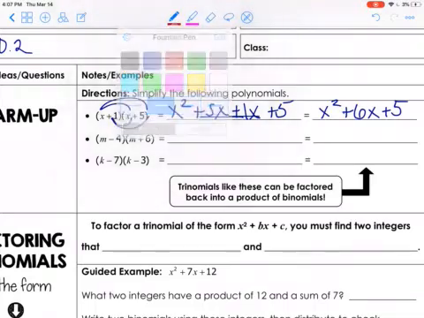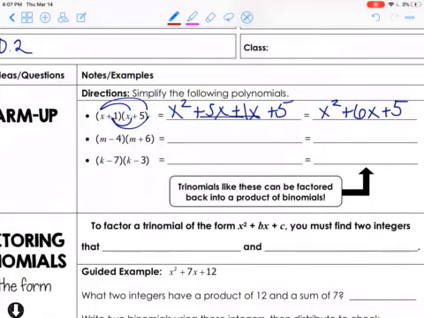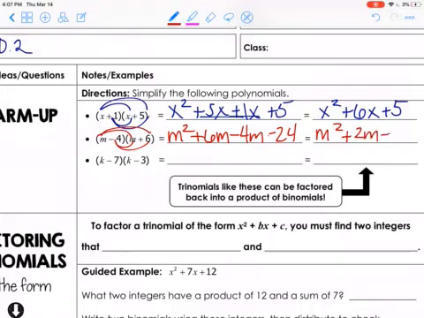Again, the same is true for the rest of these. The only difference is you have some subtraction signs. So we would still get m squared. m times positive 6 is a positive 6m. Negative 4 times m is negative 4m. And negative 4 times 6 was negative 24. And then we again combined our like terms.